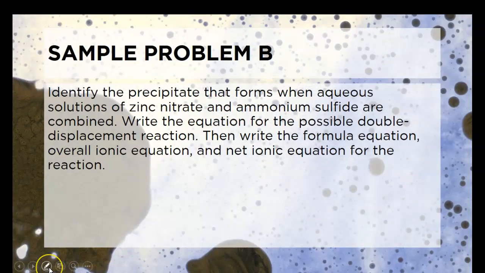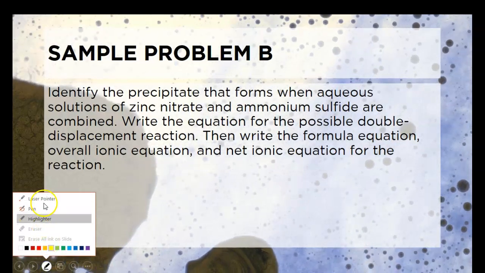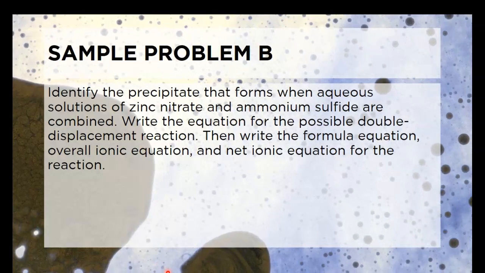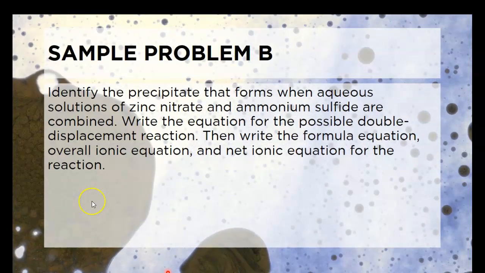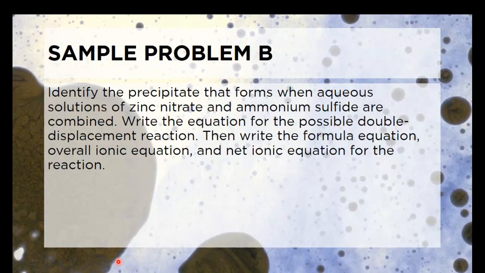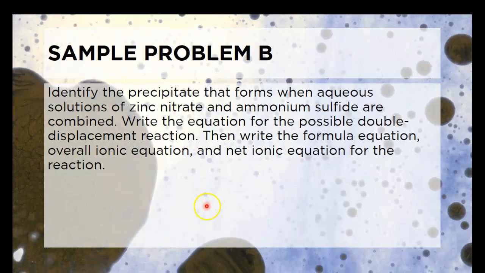So we're going to look at an example here. Identify the precipitate that forms when aqueous solutions of zinc nitrate and ammonium sulfide are combined. Write the equation and the possible double replacement reaction. Then write the formula equation, the overall ionic equation, and the net ionic equation for the reaction. So a lot going on here, but we can do it all.